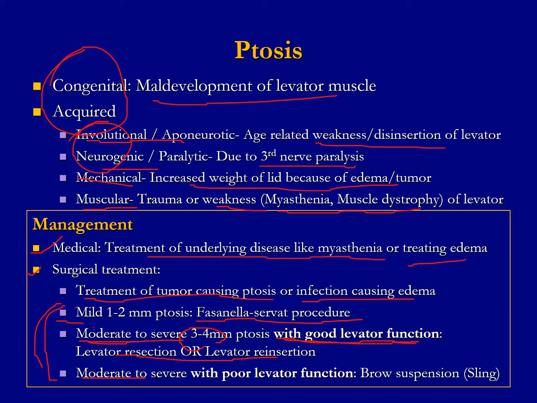On the other hand, moderate to severe ptosis with poor levator function is treated with brow suspension, also called sling procedure. So the next few MCQs will be based on this. Mild ptosis, Fasanella-Servat; moderate to severe with good levator function, levator resection or levator reinsertion; moderate to severe with poor levator function, brow suspension. So let's start with the MCQs.